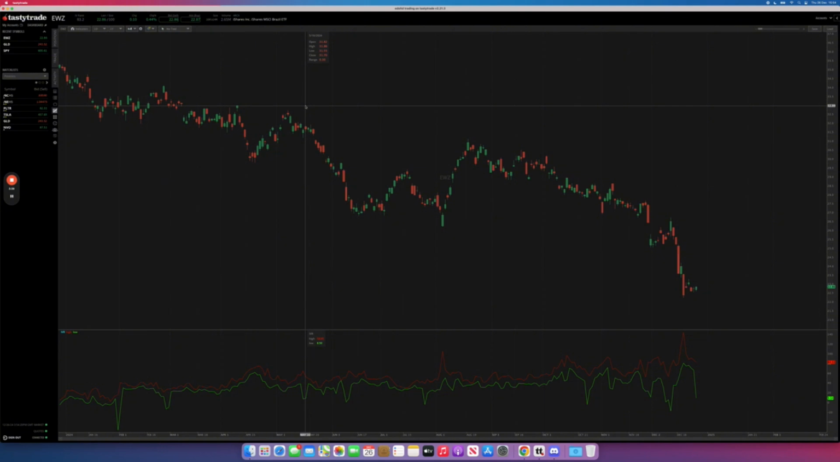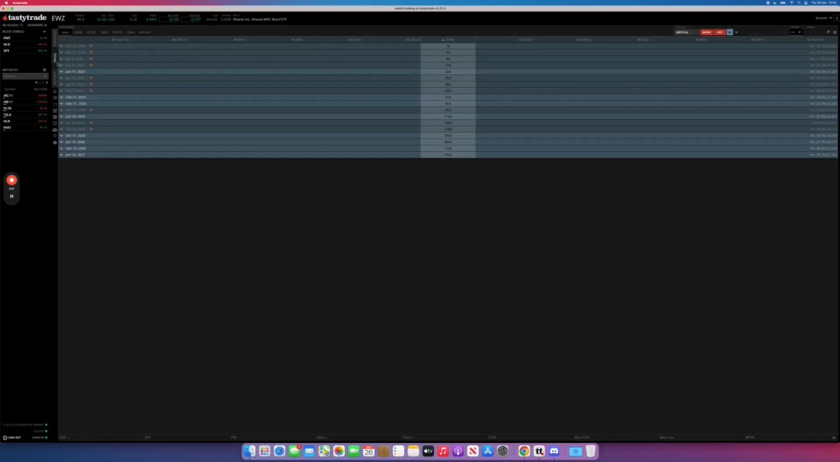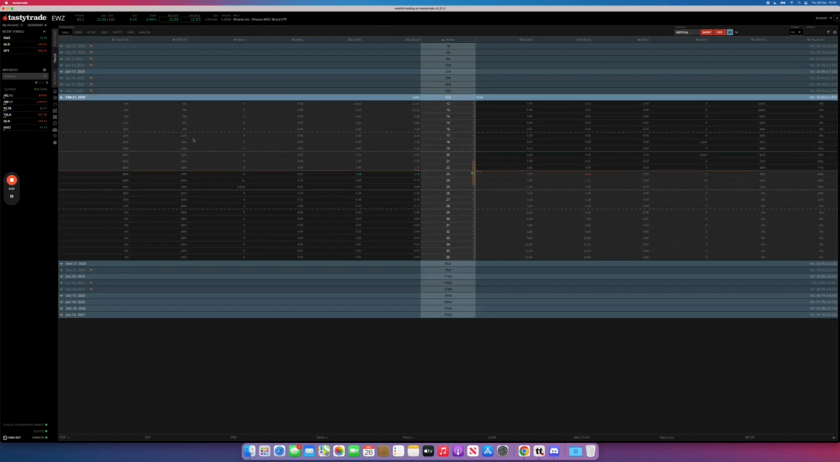So this is the chart for EWZ. We don't trade based off of the chart. We just trade based off of statistics, deltas, volatility, that kind of stuff. But it's just a visual representation so you can see where EWZ is with respect to what it has been doing in the past year. And we want to go straight over to where we can see a list of expiration dates, and we're just going to navigate over to February 21st because that's the expiration date that we already locked in at the beginning of this video.